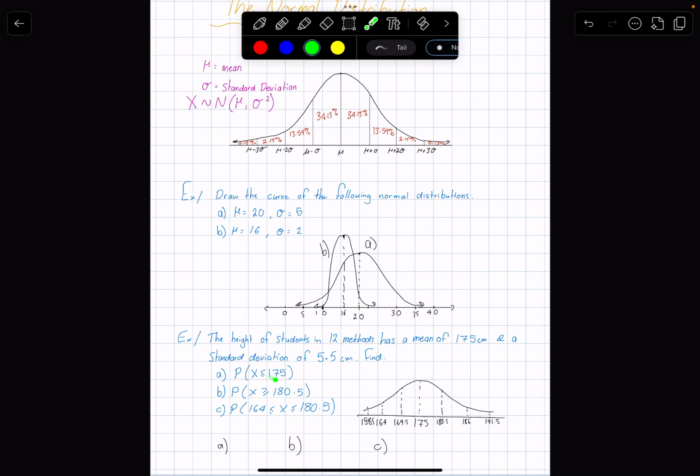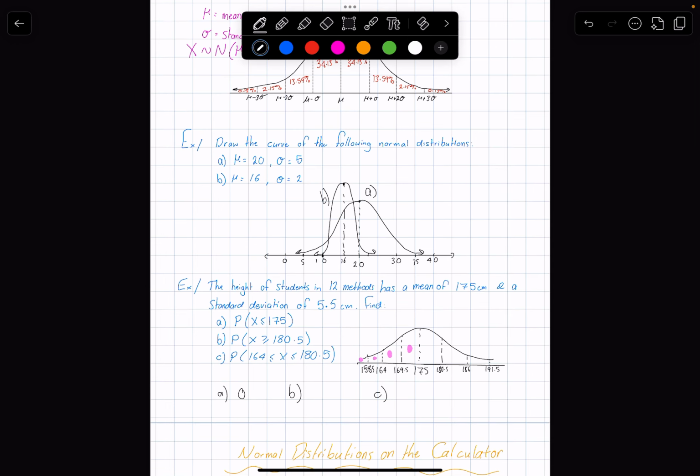So if I'm looking at the probability that x is less than or equal to 175, that's this bit, this bit, this bit, and this bit, and it's all the area to the left of the mean, which means it is just 0.5. Nice and simple there. If I'm looking at the area bigger than 180.5, I add up this area, and this area, and that actually comes out to be 0.1587 as a decimal, as a proportion.